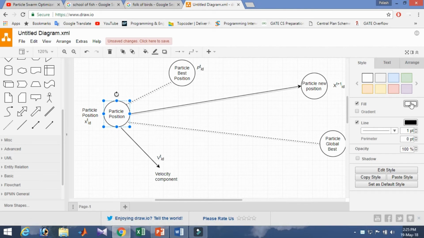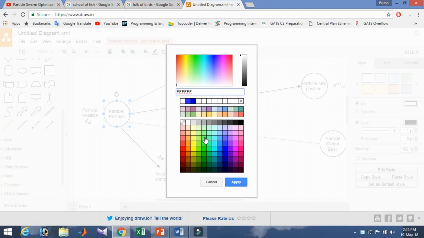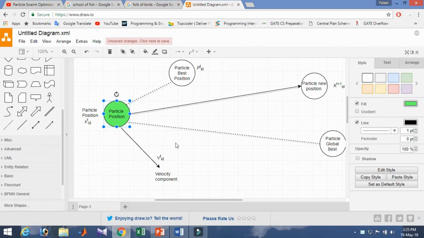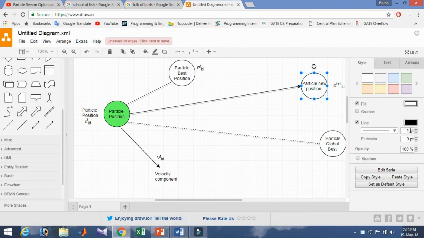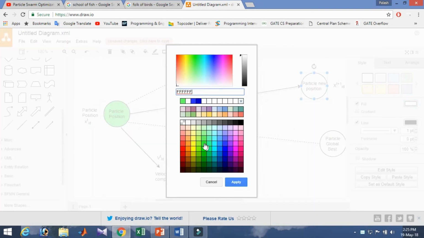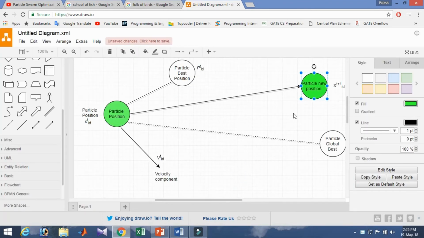Let me fill this particle position with this color. Okay, so it's the particle position. And the particle position x_t of id is the current position, t is the time. From here, the particle position is here. So I will fill it with the same color. So this is the particle's new position here.